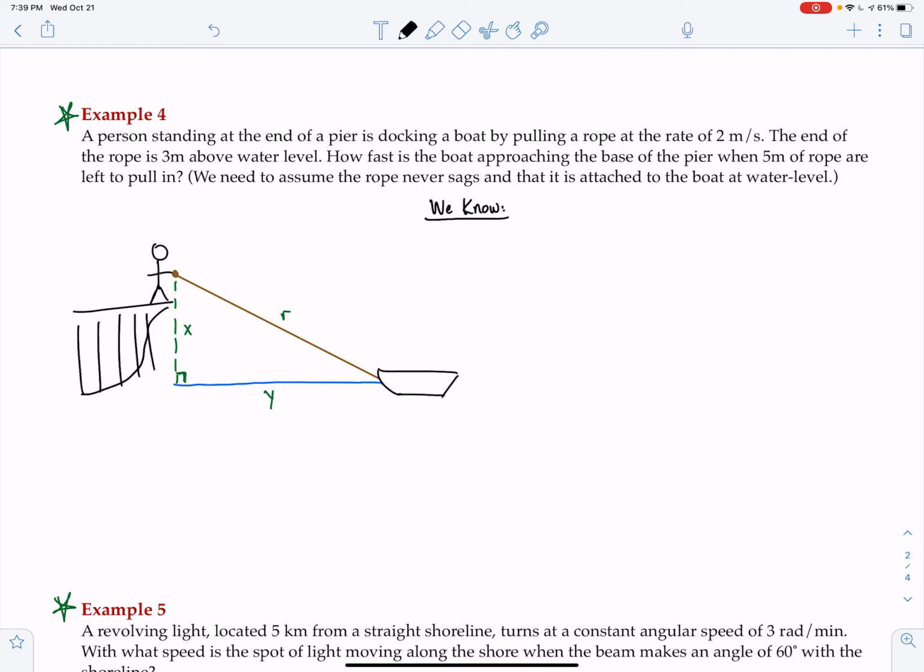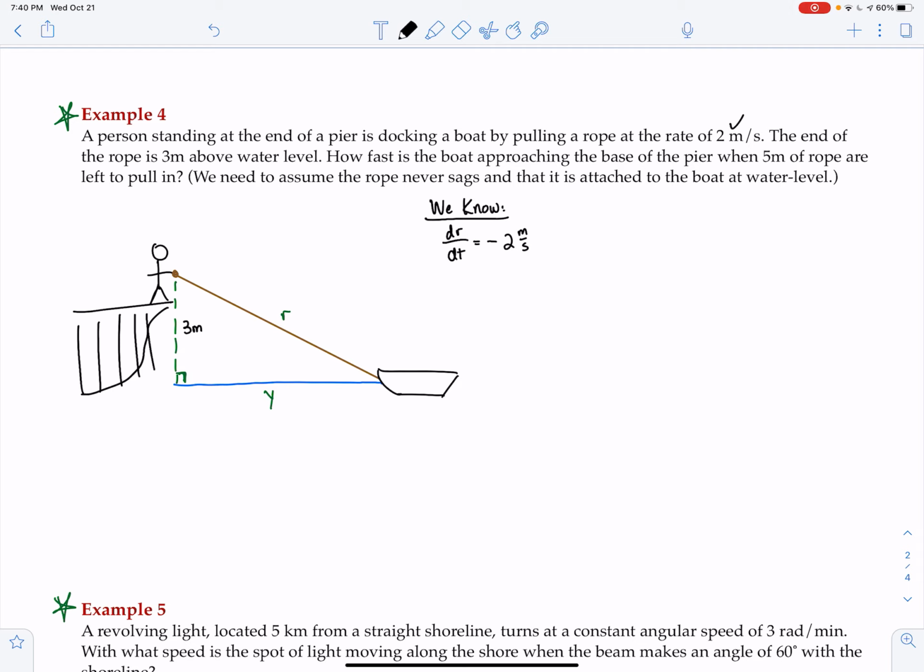The rate at which the rope is being pulled in, dr/dt, is equal to 2 meters per second. And in this diagram, I've labeled the rope as r, so the rope's length is changing at 2 meters per second. And to be precise here, it's actually changing at negative 2 meters per second because the amount of rope left out is decreasing. Check. The end of the rope is 3 meters above water level. So that is this distance.